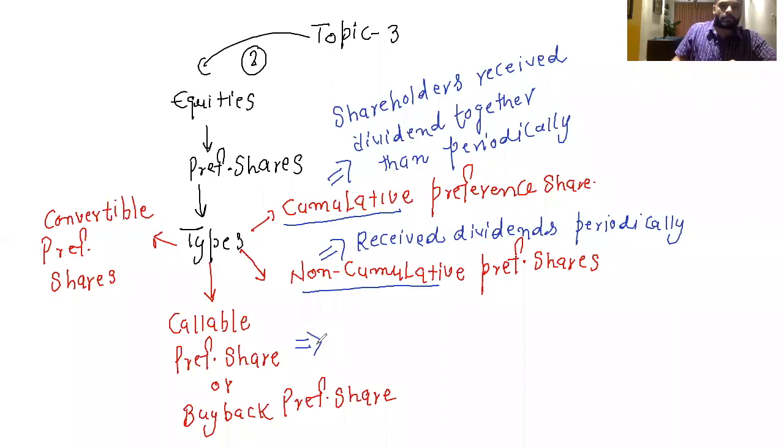So next are callable preference shares, or buyback preference shares. Now, what does buyback mean? Buyback means the company sells you preference shares, and you become a preference shareholder. But you're not going to be a preference shareholder for the whole life of the company. The company is selling you shares for a particular time period. When that time period is over, you have to return the shares, or the company will buy the shares back from the preference shareholders, all right?